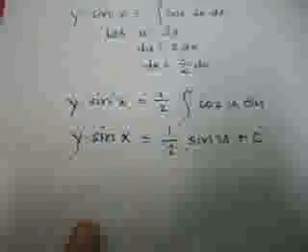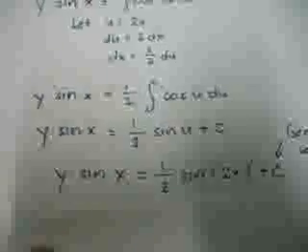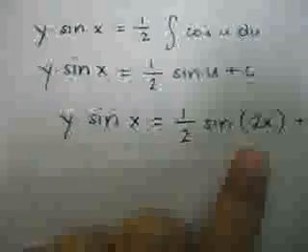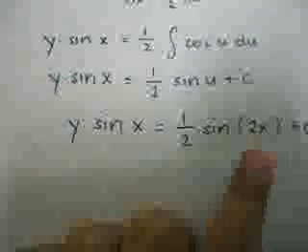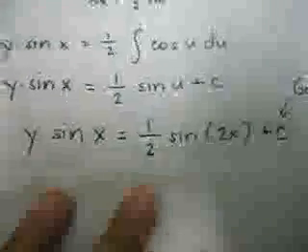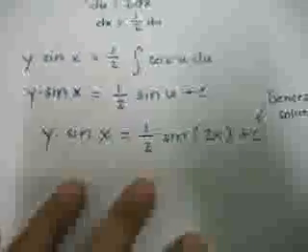And then since the integral of cosine u du, I hope you still remember this, is equal to sine of u, we have the equation y times sine x is equal to 1/2 sine u plus c, which is our constant, which could be any number. And then we just substitute 2x for u here, since as you can remember, our u is equal to 2x. So we have y times sine x is equal to 1/2 of sine of 2x plus c. So this is now our general solution, in which c could be any number.